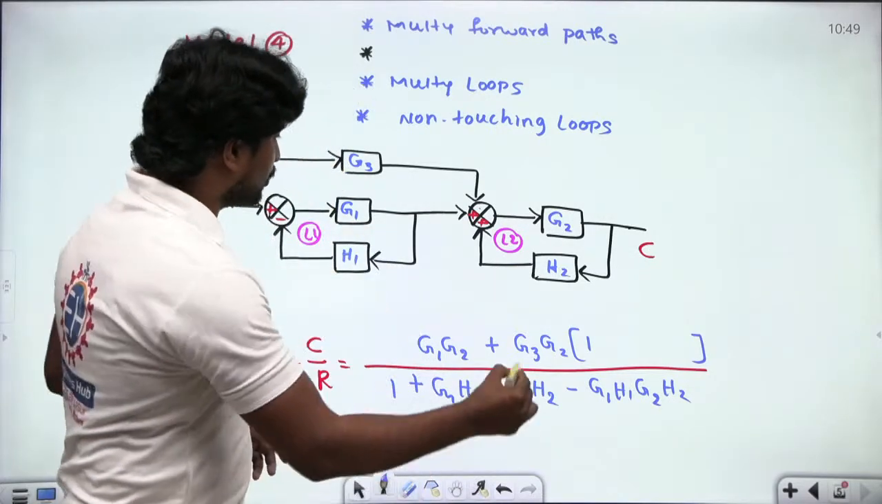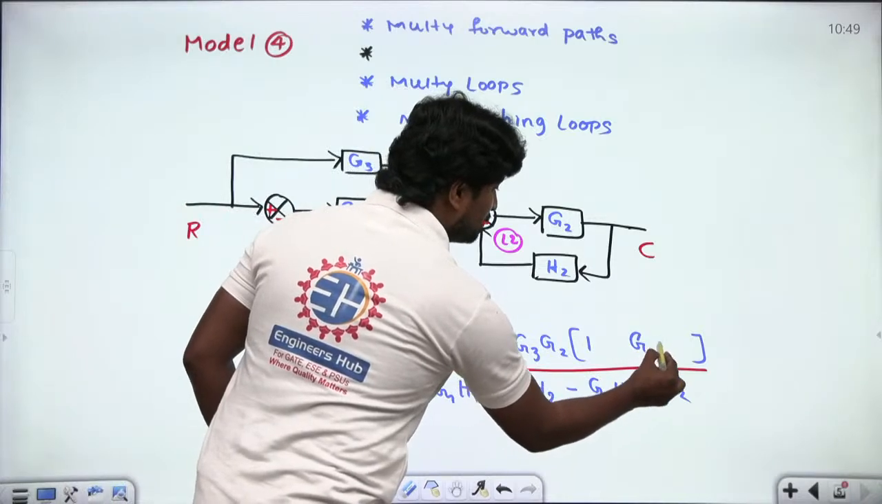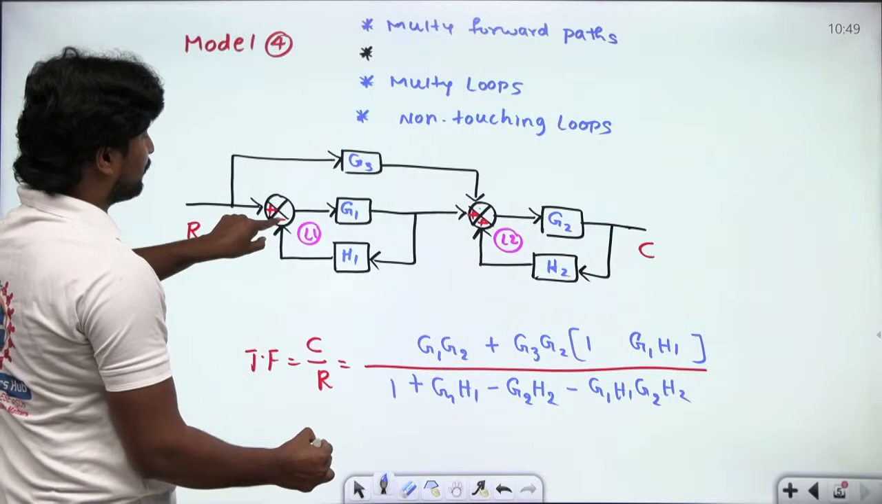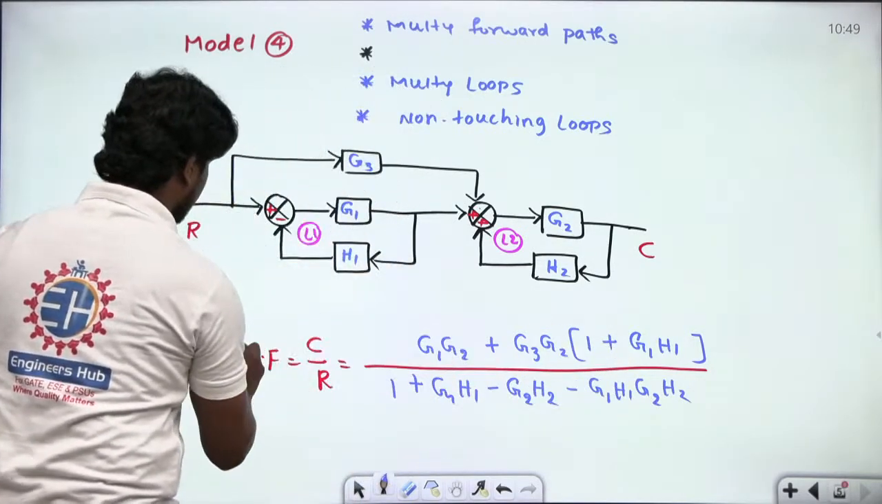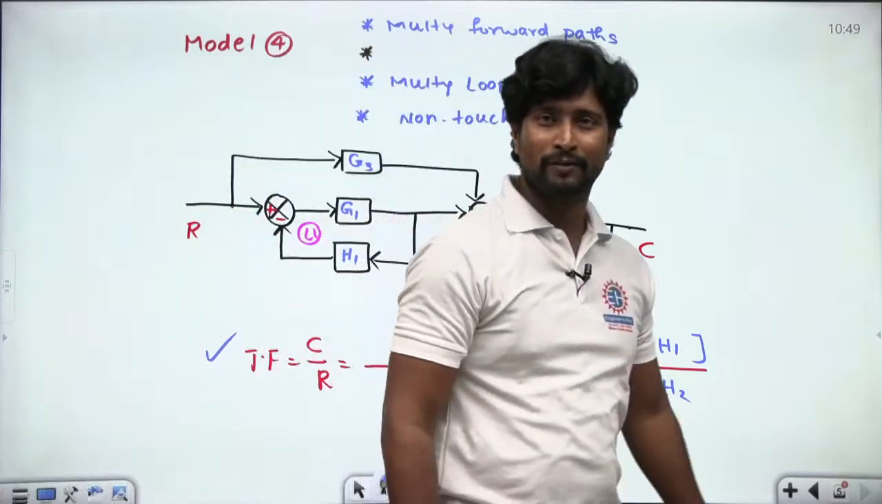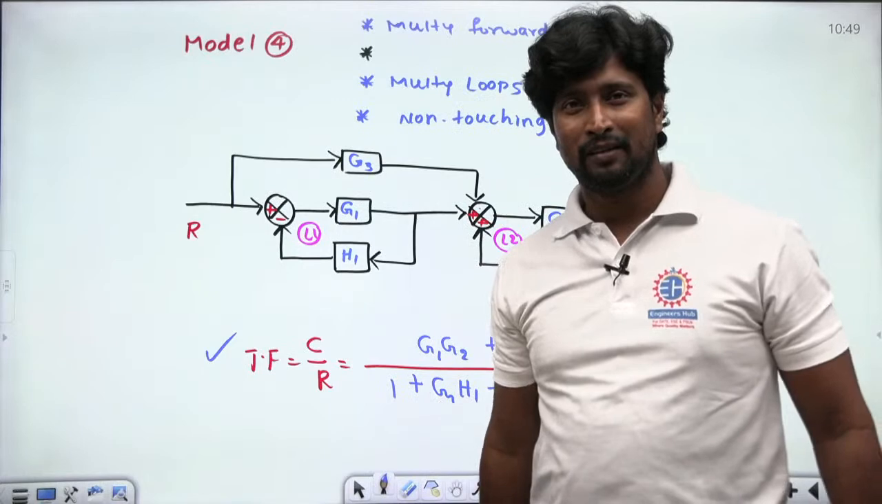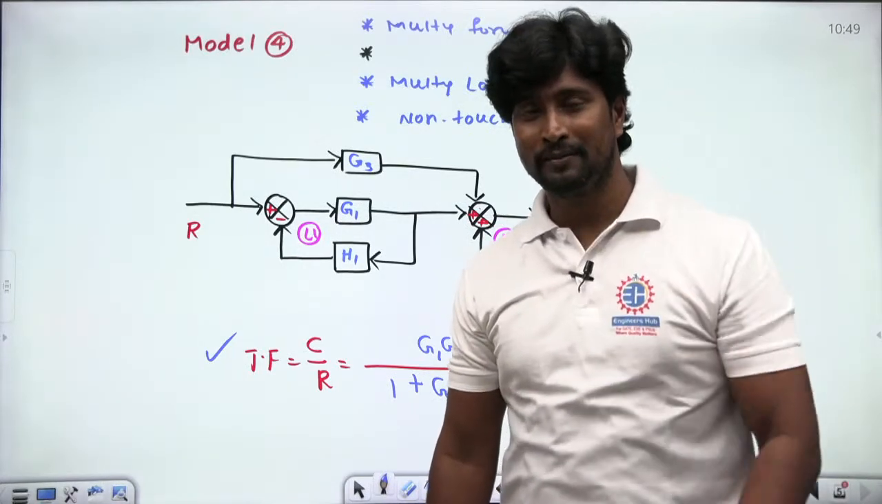Clear? Right? So which one is missing? Loop 1 is missing. What is the loop 1 value? G1, H1. And which type of feedback does it contain? Negative feedback. If it is negative, now tell me what about the sign here? Plus. Done, guys. Done. Over. Check once. I'm not using any analysis. This is how to get the answer in a quick manner. I hope you understood well.